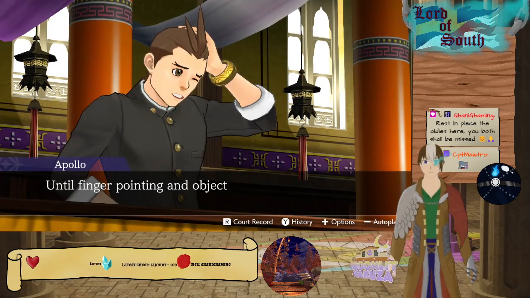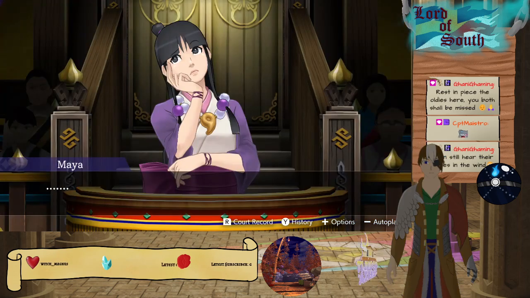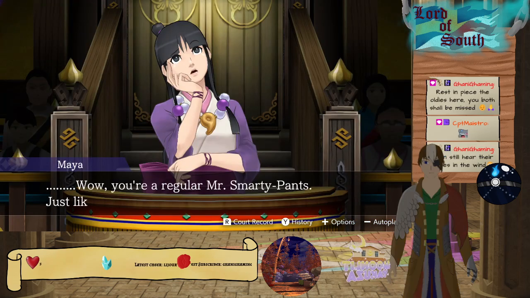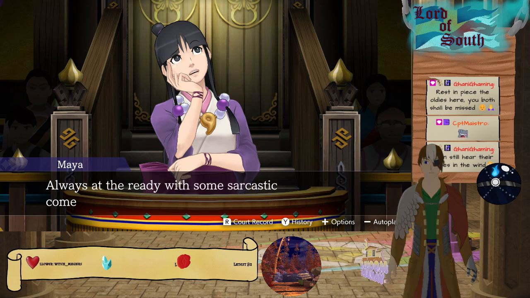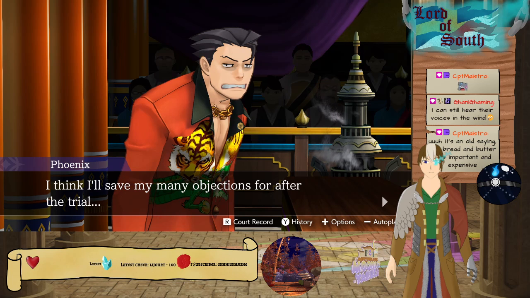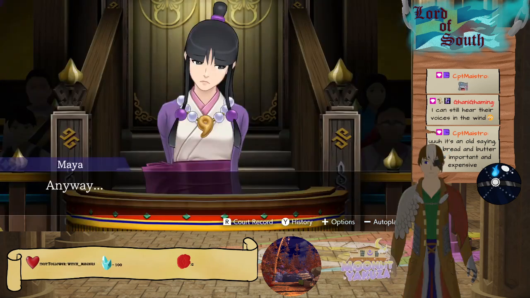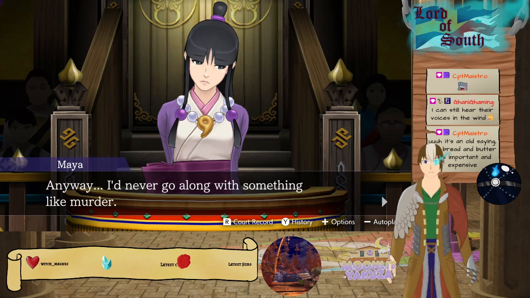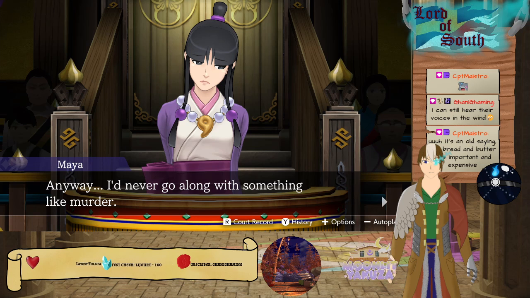Well, until my finger pointing and objection becomes deadly, I don't see how they can be used. You can still hear the voices in the wind. Oh, good lord. Wow. You're a regular Mr. Smarty Pants, just like Nick. Always at the ready with some sarcastic comeback. I think I saved my many objections for after the trial. Yes, please. It's an old saying, because bread and butter was important and expensive. Ah, fair enough. Now it just sounds more of a why just that?